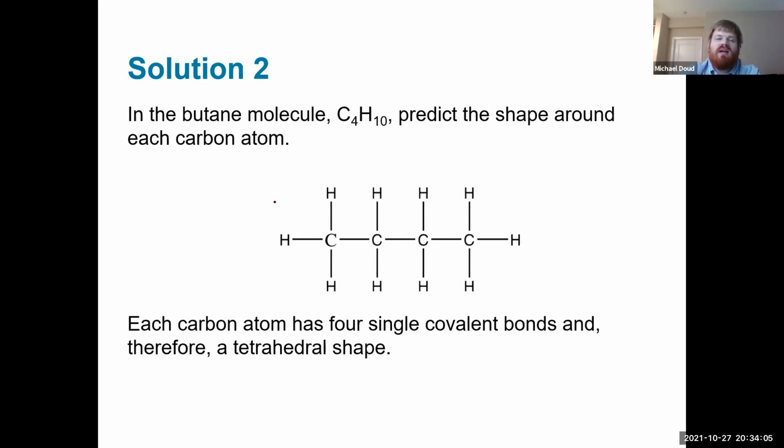All right, now, no big surprise here, right? Each of these has 4 covalent bonds. So that means each of them is going to be tetrahedral in geometry.